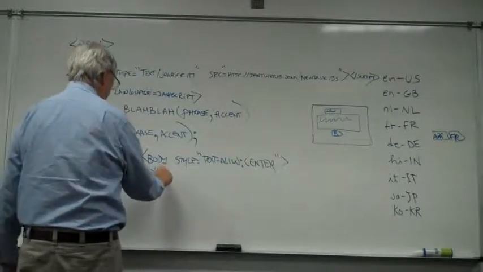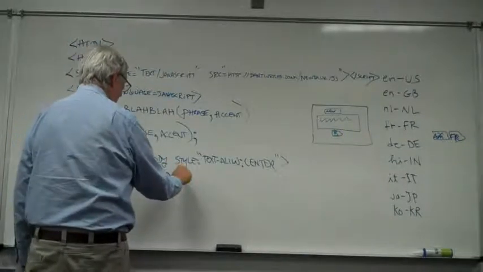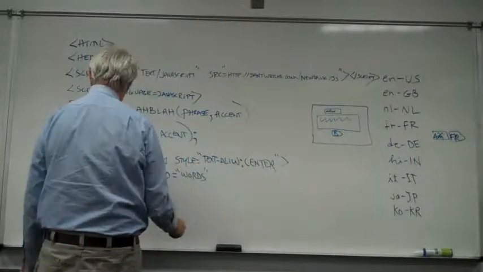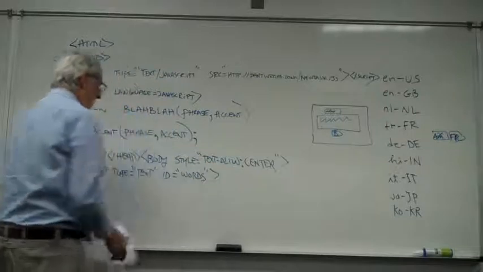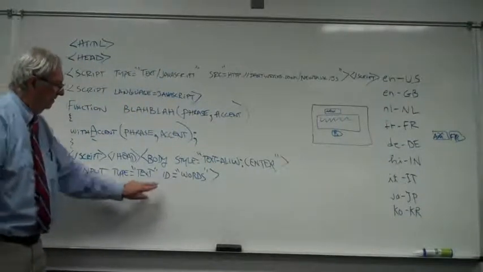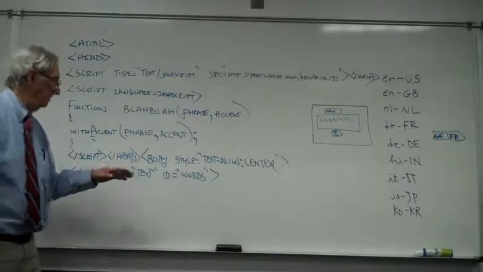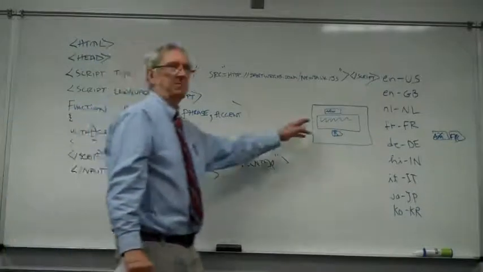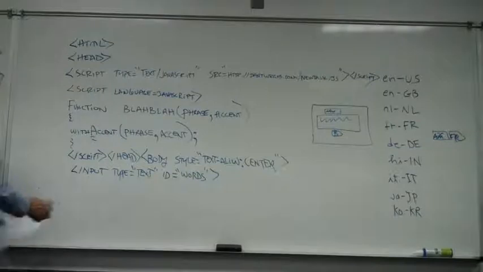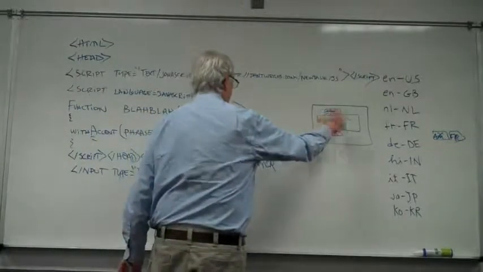Let's see, ID equals, call it words. All I'm simply doing is saying I have an input, it's a text input area, and the name of this area is words. So whatever I type into the text area is going to be words. That doesn't mean anything, I can say anything. I just said words. Then I want to put this text area, this great big one, underneath.